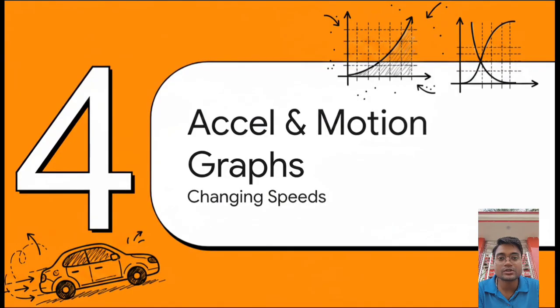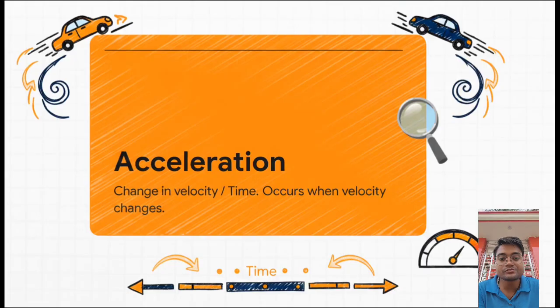Section 4. Acceleration and motion graphs, changing speeds and visualizing data. We know how to measure steady movement, but what if that speed changes? When an object's velocity changes, we get acceleration. Acceleration is formally defined as the rate at which velocity changes over a given period of time. The formula? Acceleration equals the change in velocity divided by time.